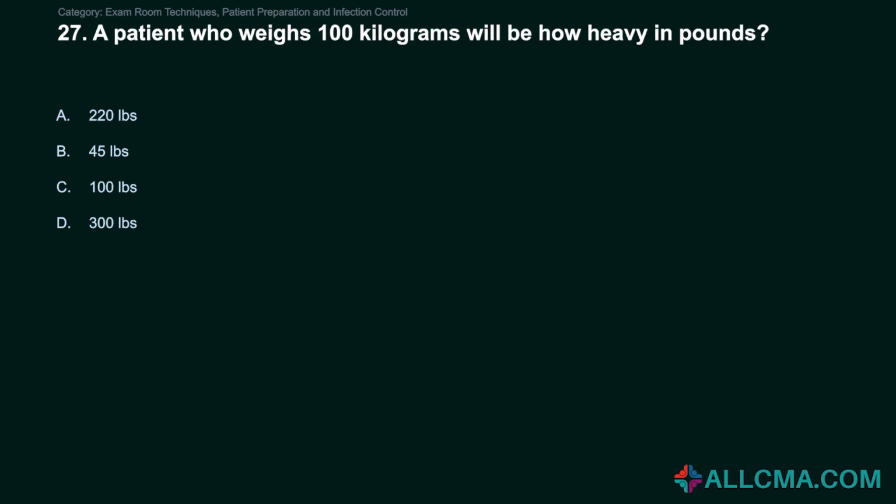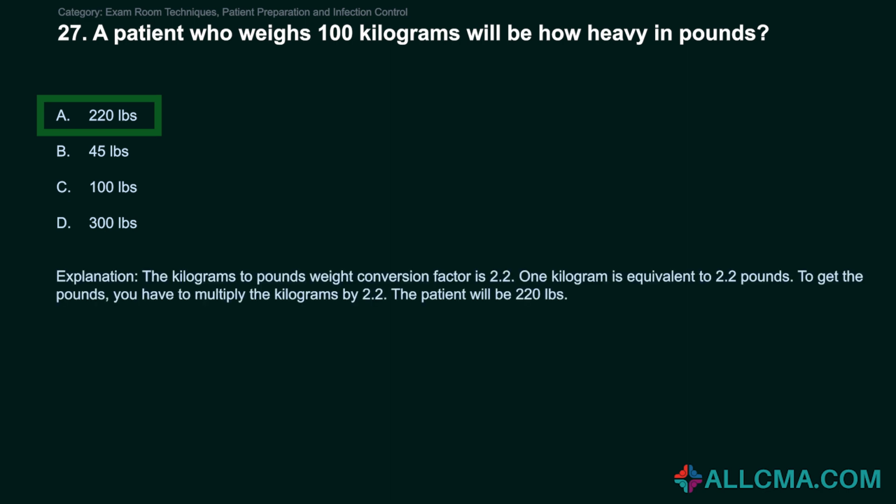27. A patient who weighs 100 kilograms will be how heavy in pounds? A. 220 pounds. B. 45 pounds. C. 100 pounds. D. 300 pounds. Correct answer, 220 pounds. The kilograms to pounds weight conversion factor is 2.2. 1 kilogram is equivalent to 2.2 pounds. To get the pounds, you have to multiply the kilograms by 2.2. The patient will be 220 pounds.